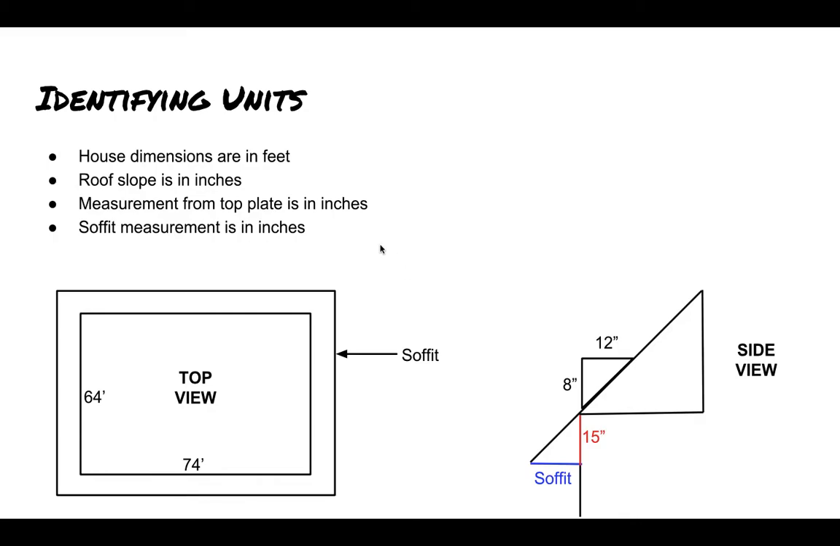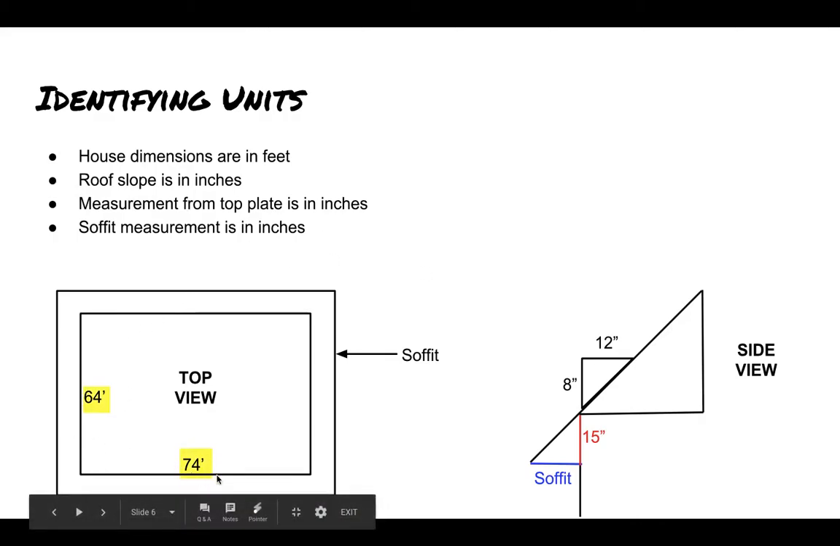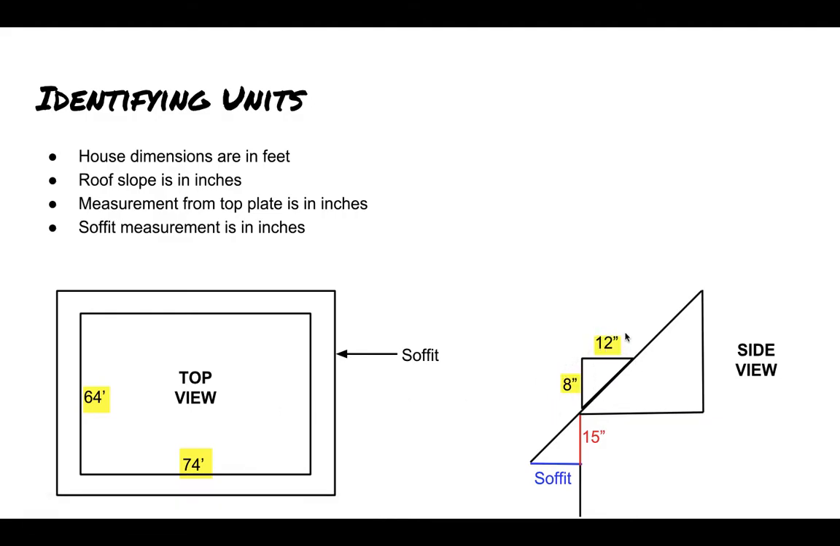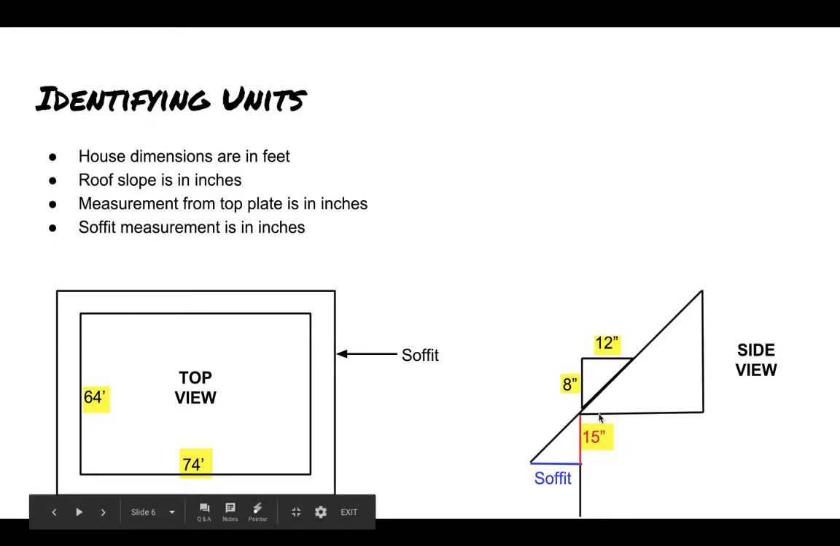Next thing we must do is identify the units. So our house dimensions are in feet. Our roof slope is in inches. Our measurement from the top plate is in inches. And our soffit measurement will also be in inches.